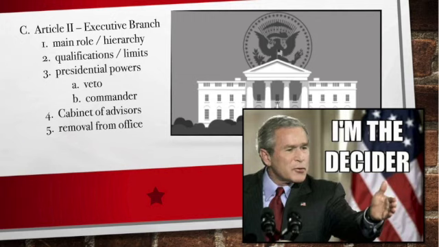Now, that's your second requirement. You've got to be a natural born citizen. All right. Third requirement, you had to have lived in the United States for at least 14 years.